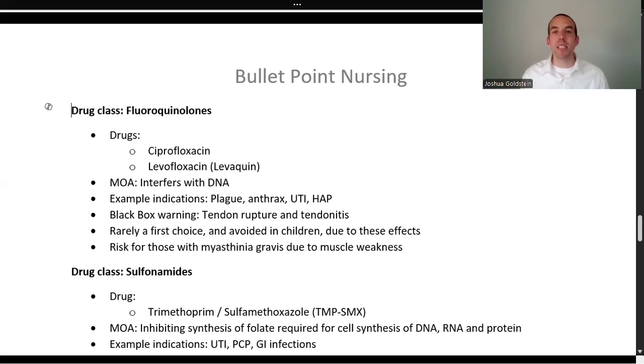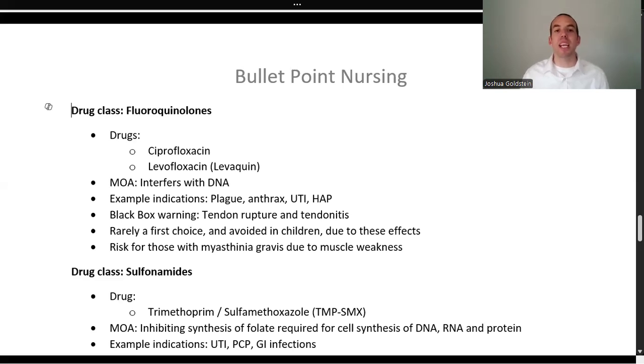Next, we have sulfonamides. The drug over here is trimethoprim sulfamethoxazole, which is TMP-SMX, which is more commonly known as Bactrim or Bactrim DS, which the DS stands for double strength. Bactrim DS is a very common antibiotic. It's very broad. It covers a lot of different things, so we like to use it a lot.